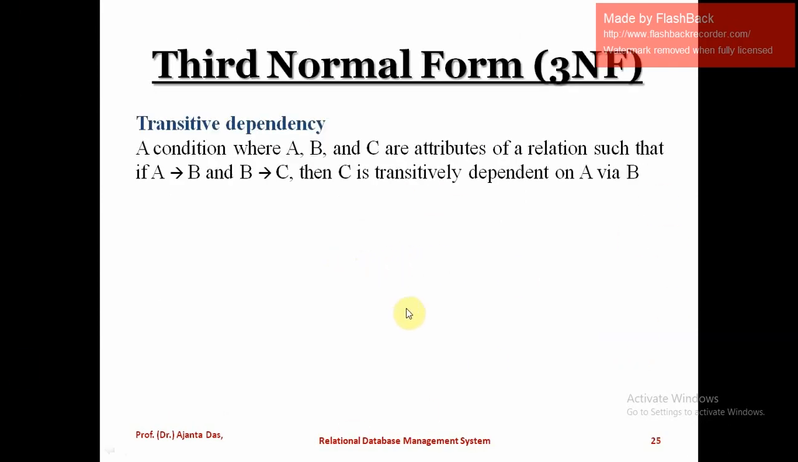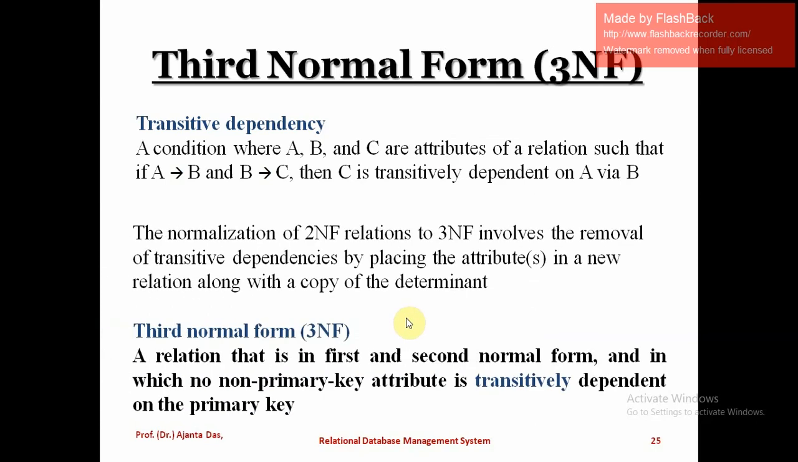Now, third normal form is directly related with transitive dependency. We have already found that where A, B, C are attributes in a relation such that B is dependent on A, and C is functionally dependent on B, then obviously C is transitively dependent on A via B. So we have to remove this transitive dependency.